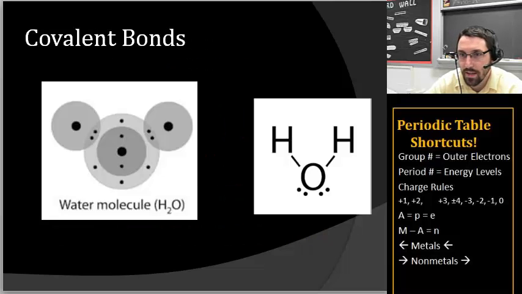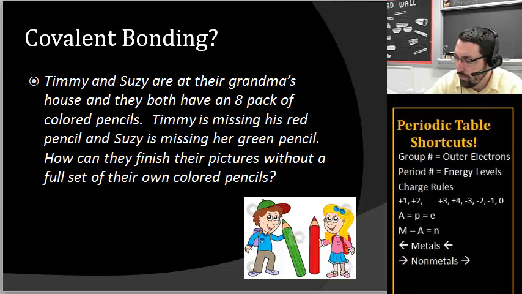We're talking about covalent bonds. Before we do that, we're going to have a little story about Timmy and Susie. They decide to go to their grandma's house, and they both have an 8-pack of colored pencils. Timmy is missing his red pencil, while Susie is missing her green pencil. How is it that they could finish their pictures without a full set of their own colored pencils? If you're like most 2-year-olds, you know that you have to share your pencils. If they both share their pencils, they'll both have 8, and they'll both be happy. Just like an atom wants to have 8 electrons in its outer shell to be happy, they have to share with others.